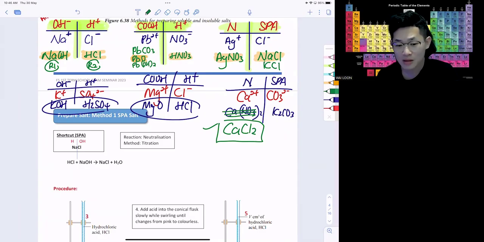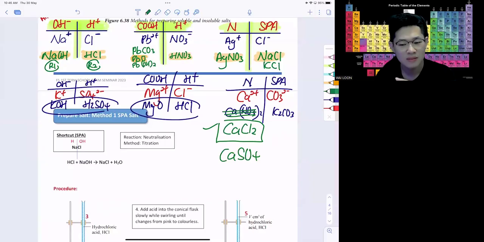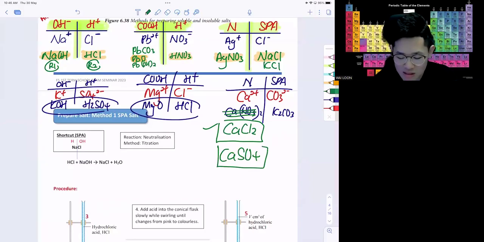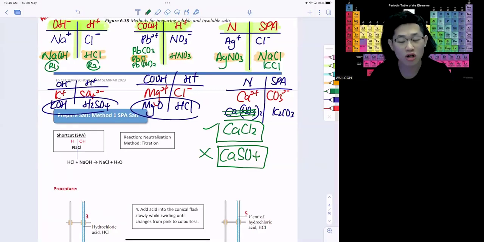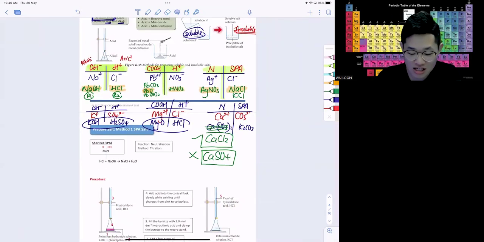Okay, understand? So if I don't want to use calcium chloride, can I use calcium sulfate? Very good. Cannot. Why cannot? Yes, because calcium sulfate is insoluble. Yeah, very good, like that. So this is how you find the reactants.